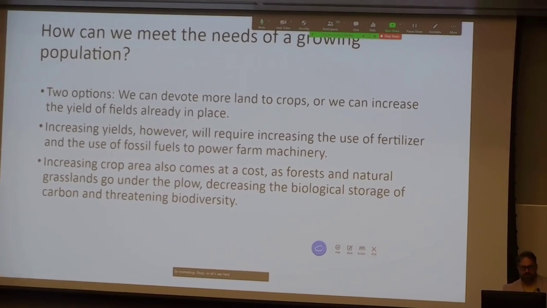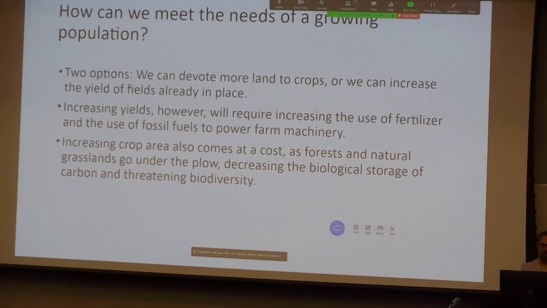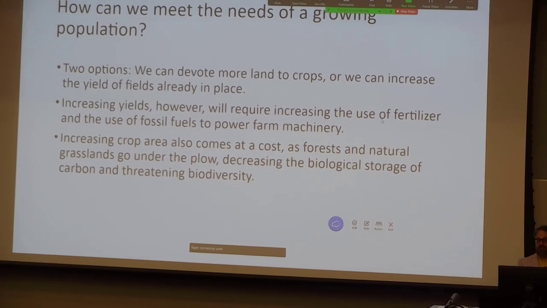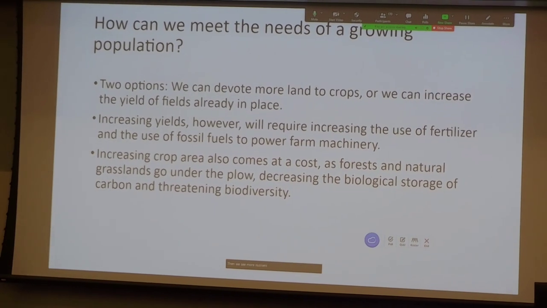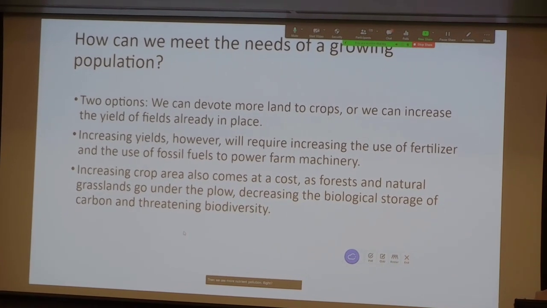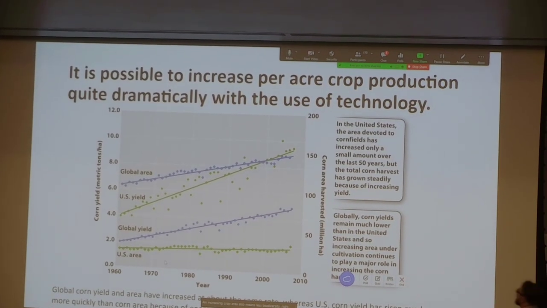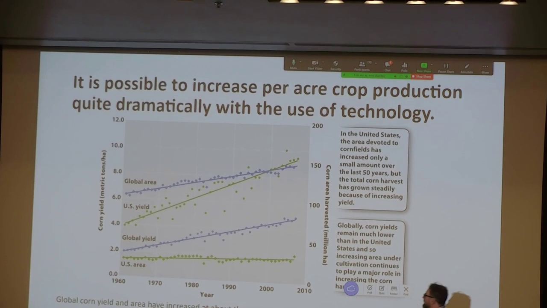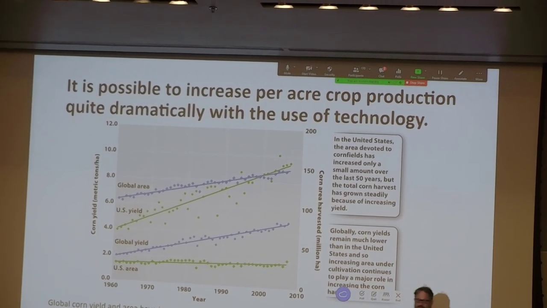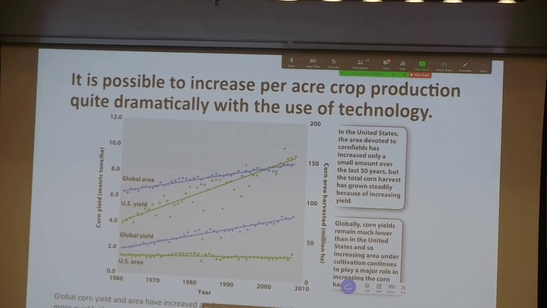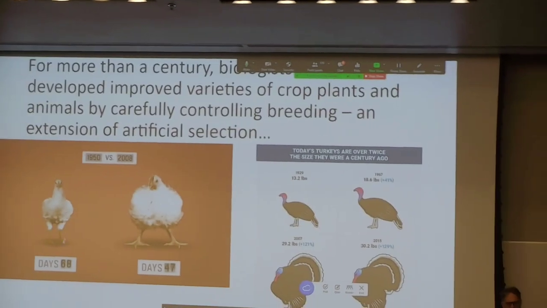Okay, so let's see here. How can we meet the needs? There's two options. We can grow more land crops, we can increase the yield, right? Increasing yields is going to use more fertilizer and more machinery. That means more nutrient pollution, right? And increasing crop area also means less biodiversity, right? It is possible to increase per acre crop production quite dramatically. We've done it already.